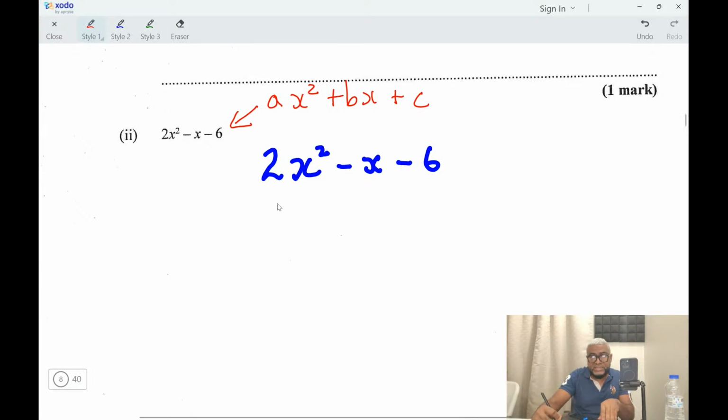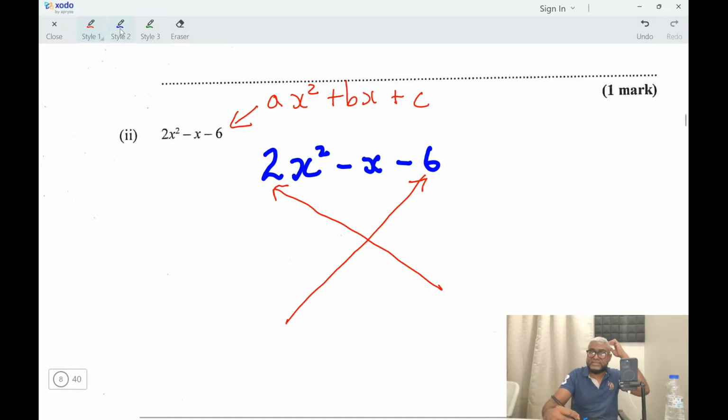So my process is we're going to multiply a by c, right? So a multiplied by c, c being -6, 2 multiplied by -6 would give me -12. That number goes above the x. The number that goes below the x would be b. b is actually going to be understood as -1, right? -1 is understood there.